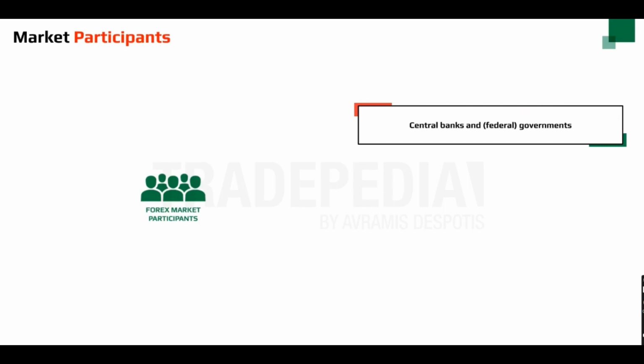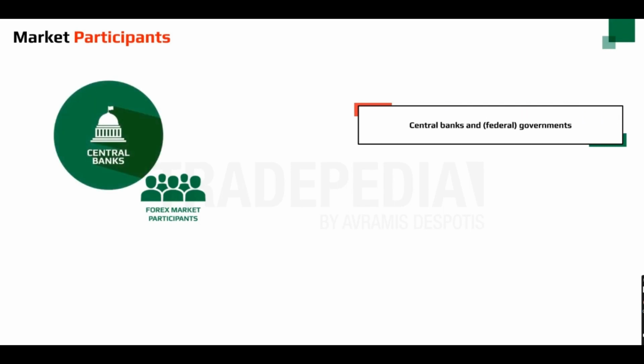The main Forex market participants can be divided into 4 distinct categories. The most influential participants in the Forex market are the central banks and federal governments, with their major task of maintaining foreign reserve volumes and adjusting monetary policy in order to meet certain economic goals.